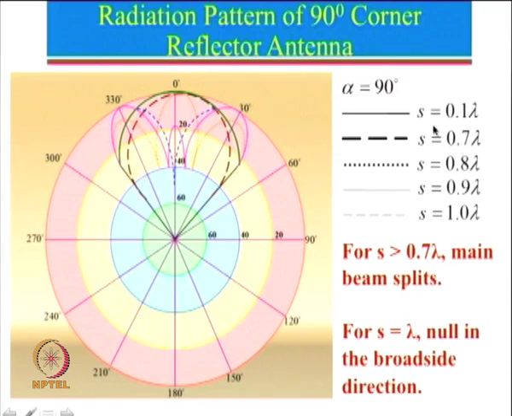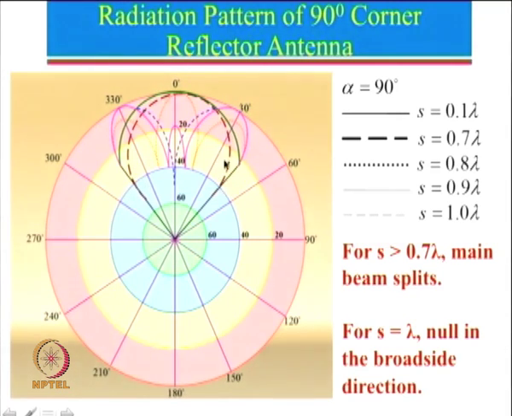So, let us say S is equal to 0.1 lambda, that means it is very close to the corner. For that particular case, this is the solid line, the plot over here. You can see that there is no back radiation over here. The reason for that is that in this entire derivation, it has been assumed that this particular length extends to infinity. We know that practically that will not happen. Okay, now let us see what happens when 0.1 lambda is increased to, let us say, 0.7 lambda, shown by the dashed line. This is the plot for that.